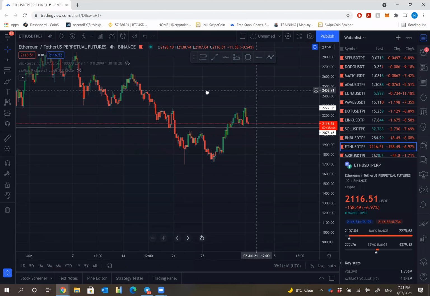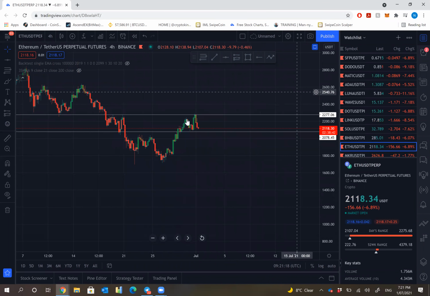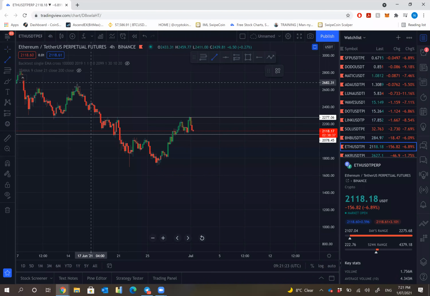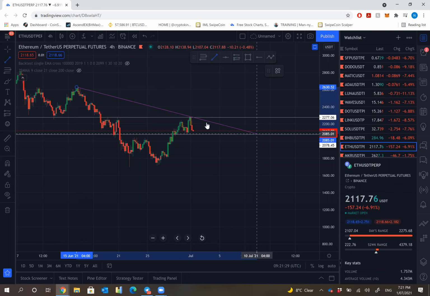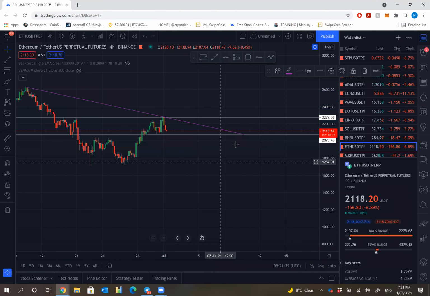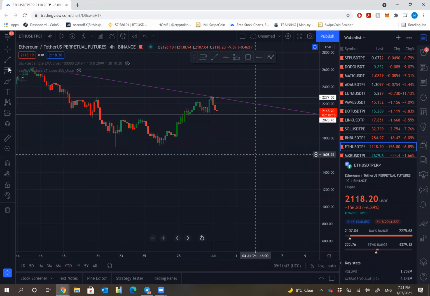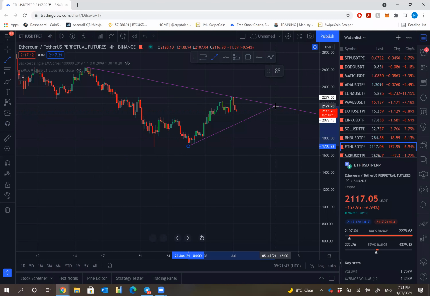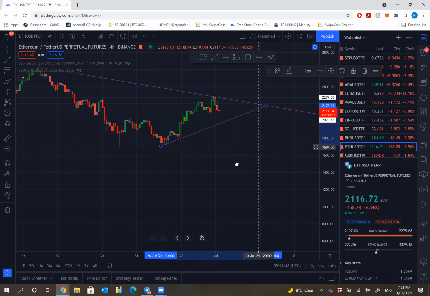Okay, so once you've got your horizontal support and resistance lines, you then draw your trend lines. Now remember, with your trend lines, it's the top, and you try and get as many touches. These touches can be candle touches or they can be wick touches. I generally try to get candle touches and then move from there. So with Ethereum, I'll do that. You're trying to get as many touches as you can.